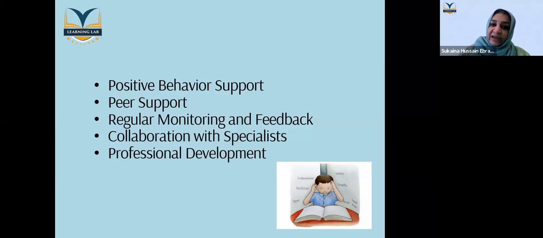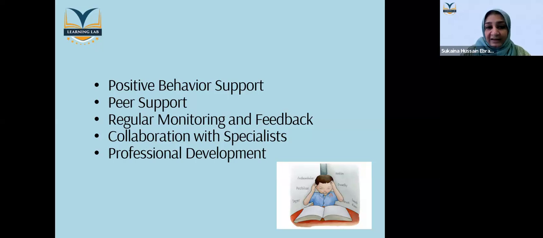Regular monitoring and feedback. Monitoring means observation. If you're giving those tools to them, how is he working, is he getting the idea? And if you see it's failing, it doesn't mean that the child has failed. It means the technique we used has failed. So what are you going to do at that time? There are tons and tons of information.